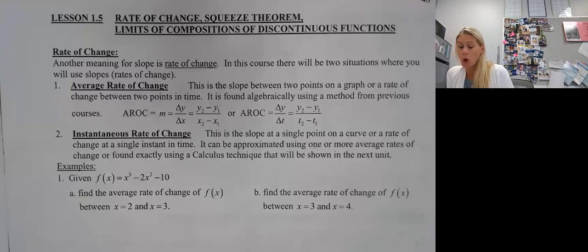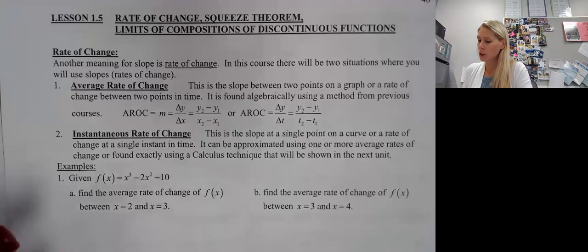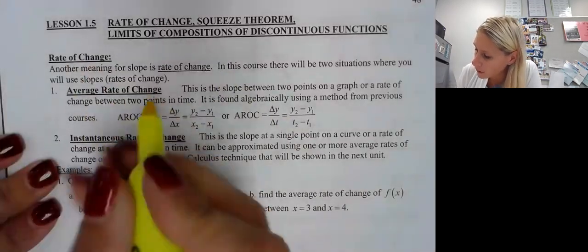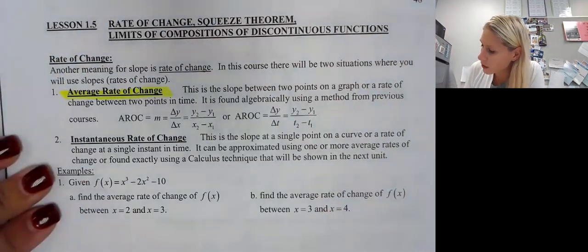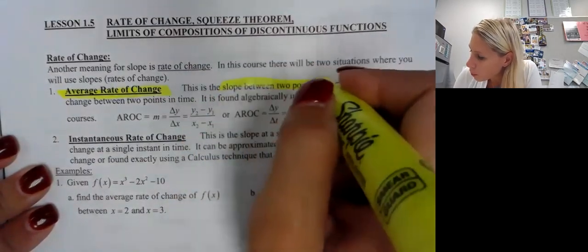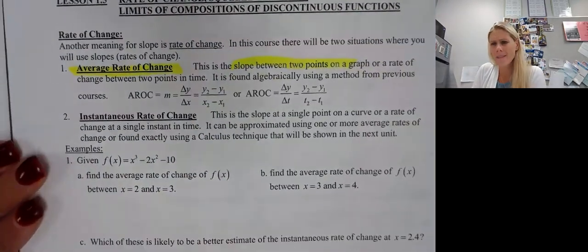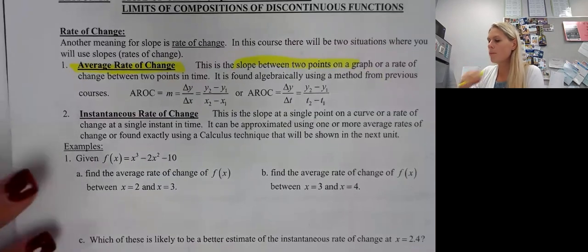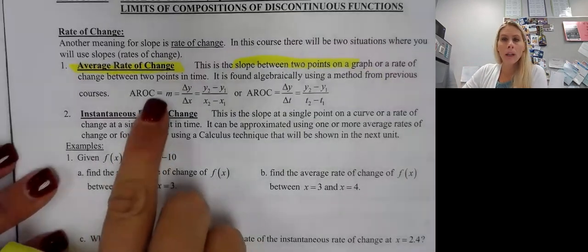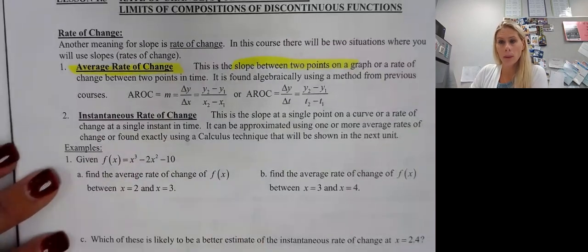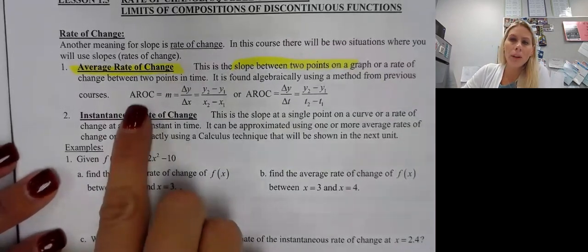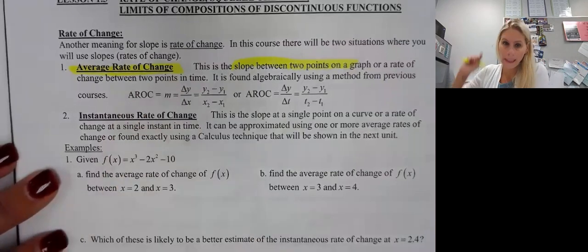Another meaning for slope is rate of change. We've done that for years, right? In this course, there will be two situations where you will use slopes or rates of change. So let's keep this in mind. An average rate of change is a slope between 2 points. We've done that since 7th grade, I think. I will tell you how to write these down to show how much work you have to show, but you can abbreviate average rate of change by AROC.